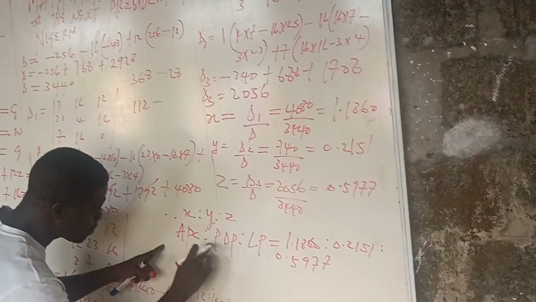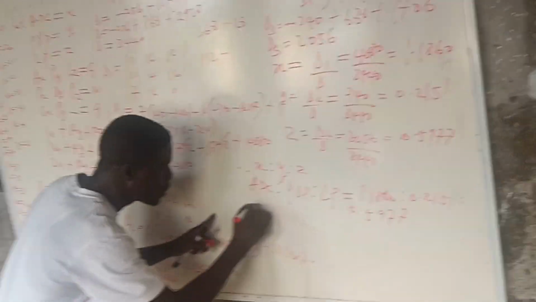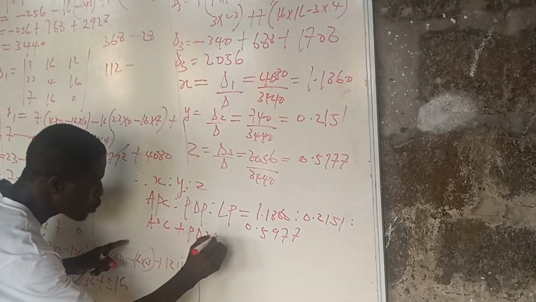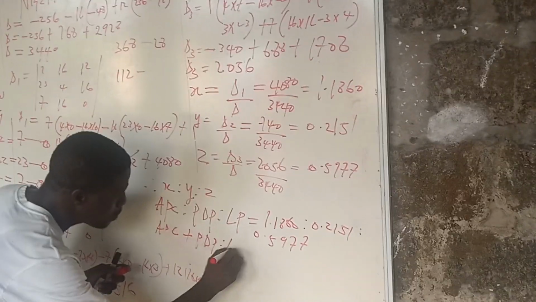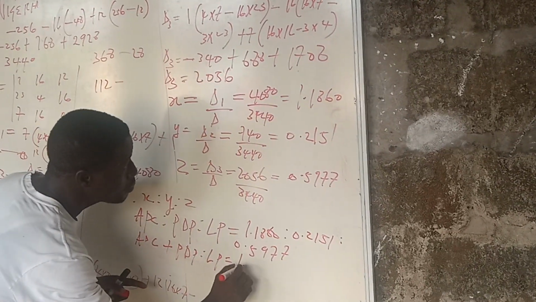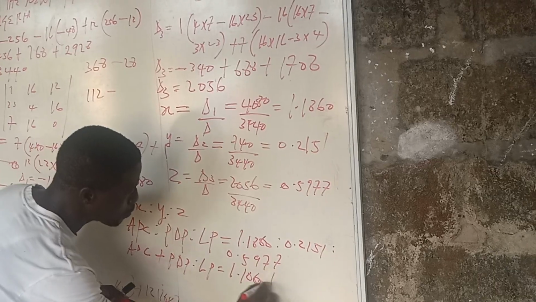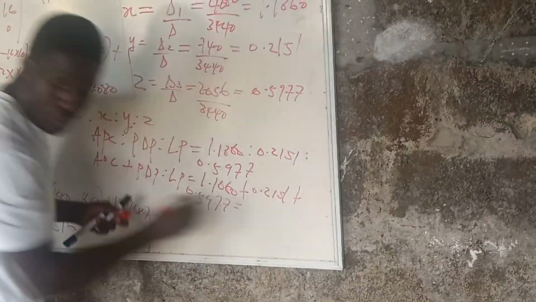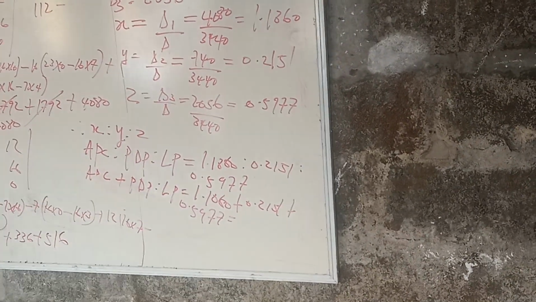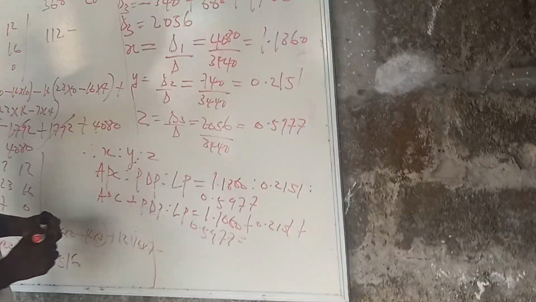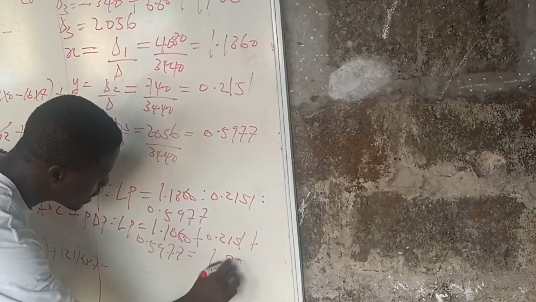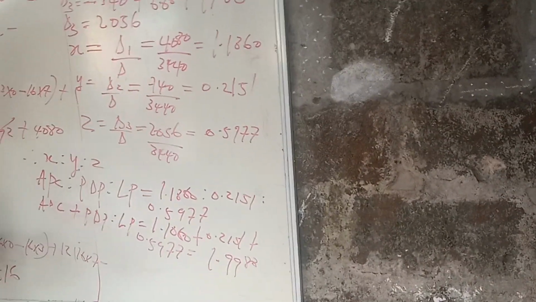Therefore, when I say APC plus PDP plus Labour Party, the total of the result is equal to all of us. 1.1860 plus 0.2151 plus 0.5977 will give us what? It will be equivalent to 1.9988.